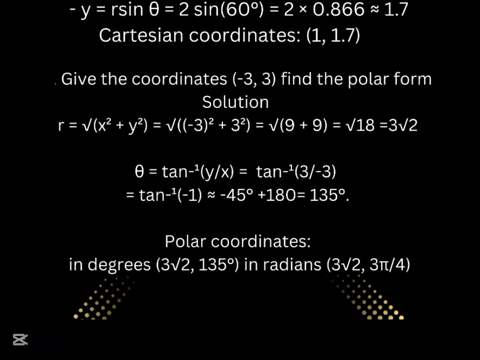And we're always measuring these values from the positive x-axis. All we have to do is check the quadrant and observe that minus 45 plus 180 gives us 135 degrees, making our polar form angle 135 degrees. And in radians, how do we convert? All you have to do is multiply 135 by pi over 180, which gives you 3 pi over 4 in radians.